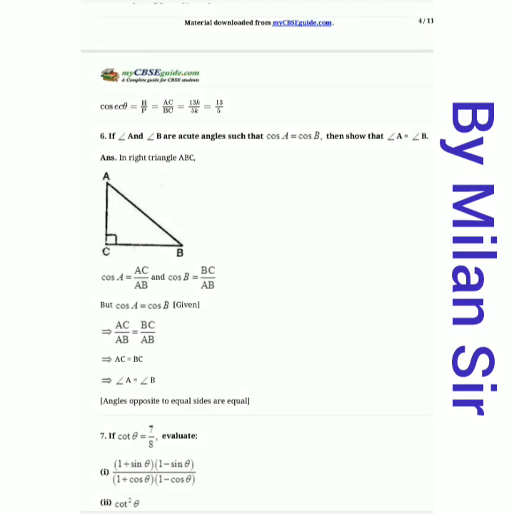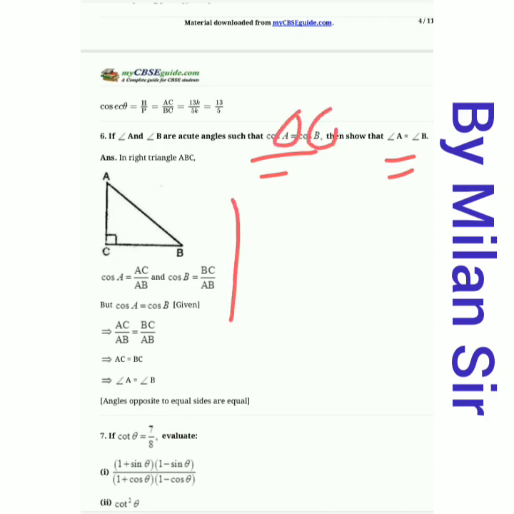Question number 6. If angle A and angle B are acute angles, acute means less than 90, such that cos A is equals to cos B, then show that angle A is equals to angle B. So here cos A is equals to cos B is given. We need to find angle A is equals to angle B. So here cos is given in terms of angle A and B.